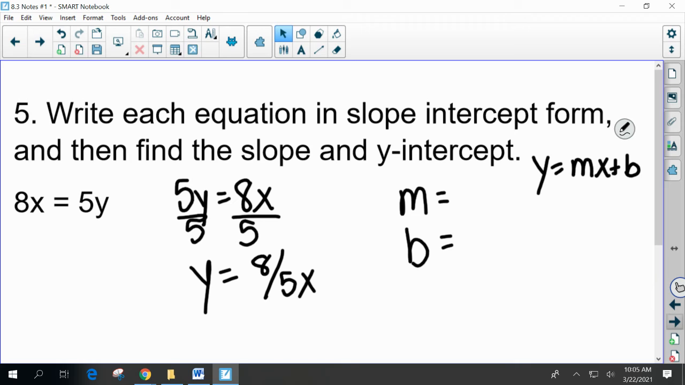So what is the number in front of x? 8/5. So that is our slope. And then what number is off to the right? Is there anything there? Nothing is there, so that would be 0. That's a y-intercept of 0. And b is 0.